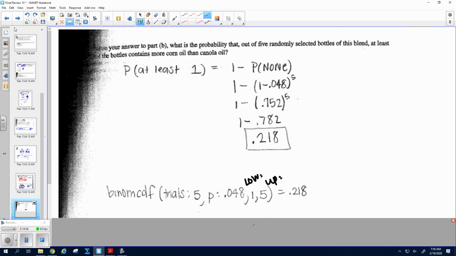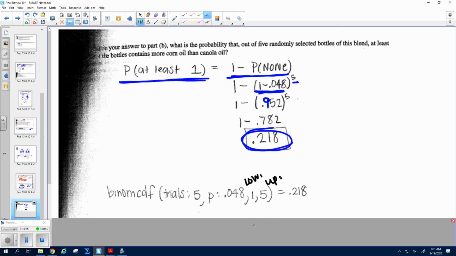What is the probability that out of 5 randomly selected bottles of this blend, at least one of the bottles contains more corn oil than canola oil? So again, our probability of at least one is 1 minus the probability that none of them have more. You got to know that formula. This 0.048 is the probability that one of them does, so I have to do 1 minus that, and I need it to happen 5 times. So 1 minus 0.048 is 0.952 to the 5th power, and then subtract from 1, and you get 0.218.